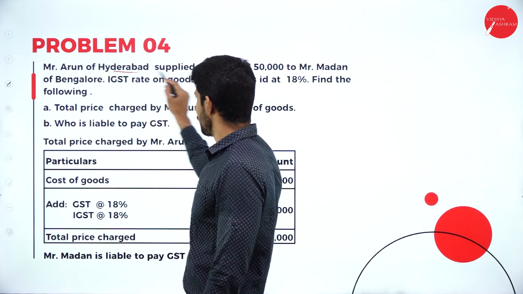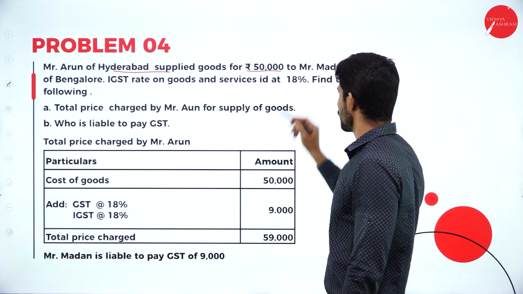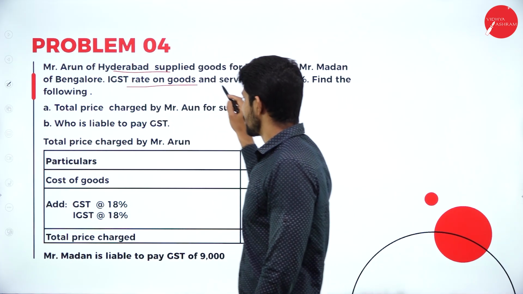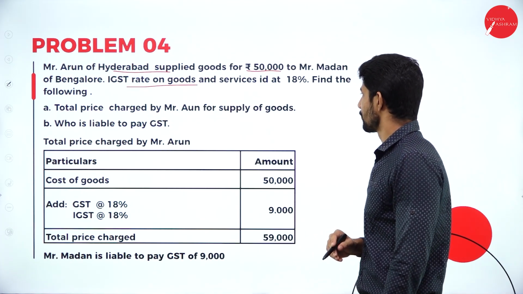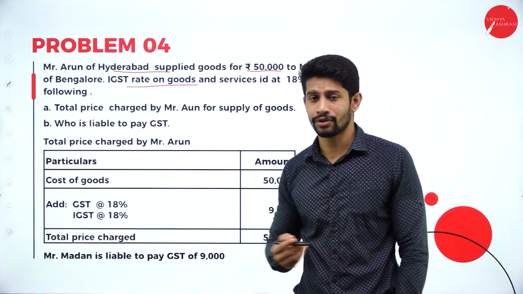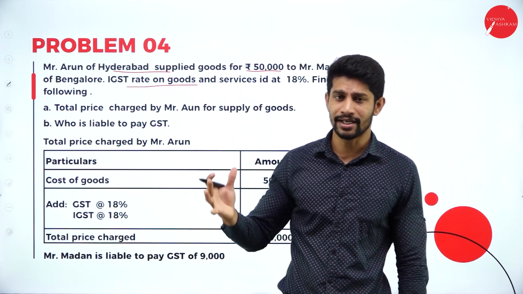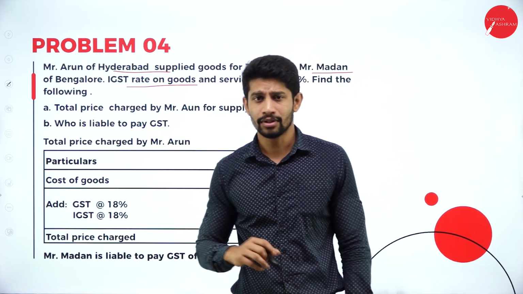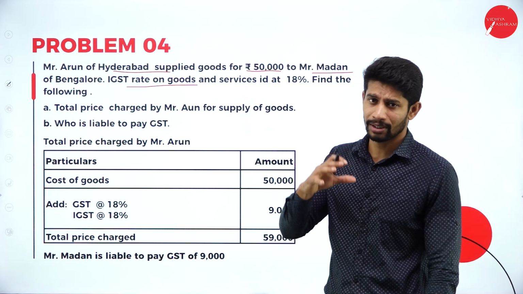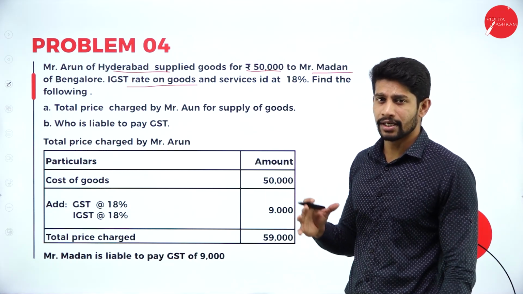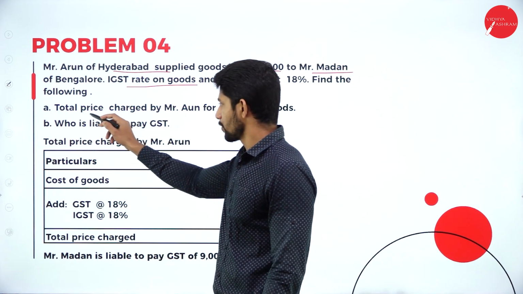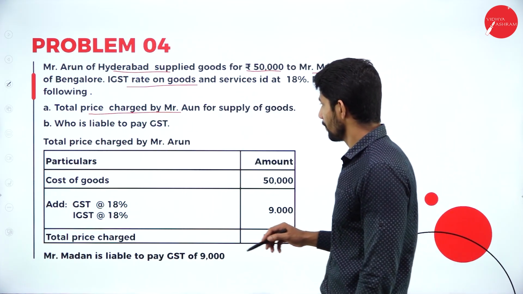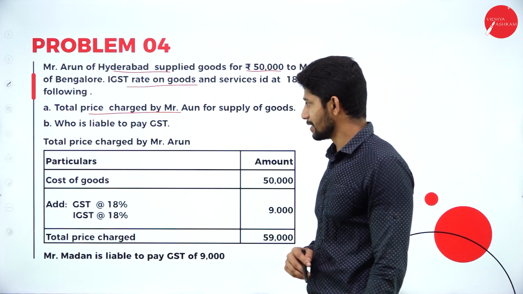Mr. Arun of Hyderabad supplied goods for rupees 50,000 to Mr. Madan of Bangalore. IGST rate on goods and services is 18%. Find the following. So here both the parties are in different states. So Arun is in Hyderabad and Madan is in Bangalore. So here what is happening? Here both the parties are in the different states and IGST is applicable. So what you are supposed to find out? You are supposed to find out the total price charged by Mr. Arun and who is liable to pay GST.